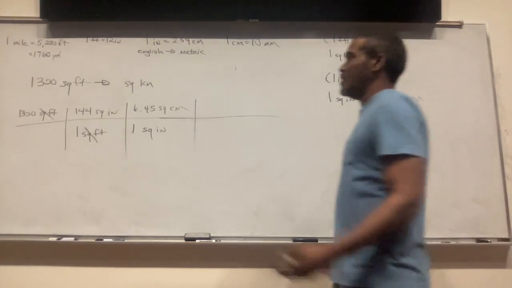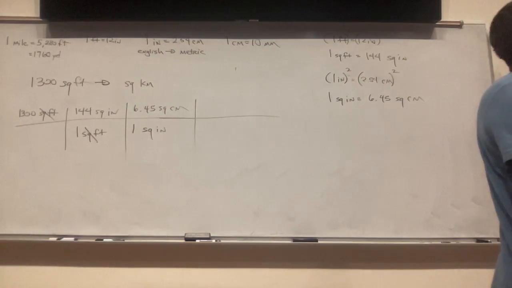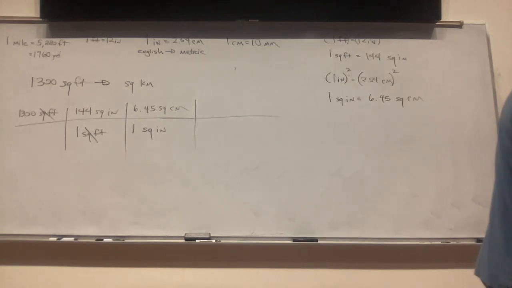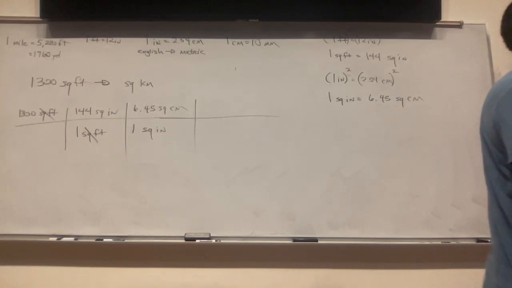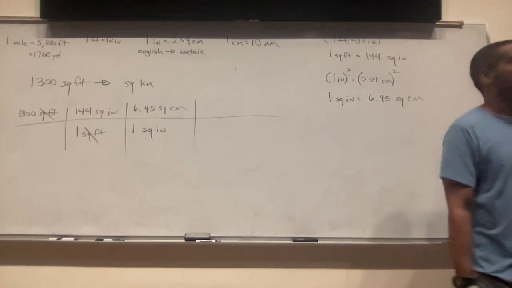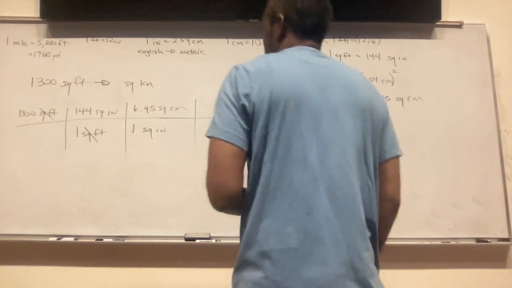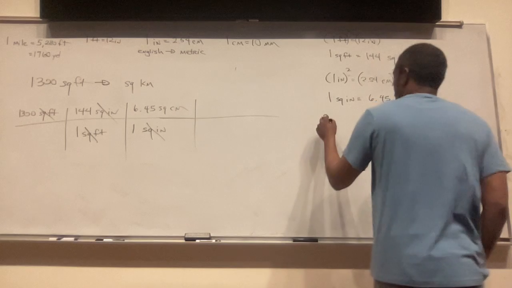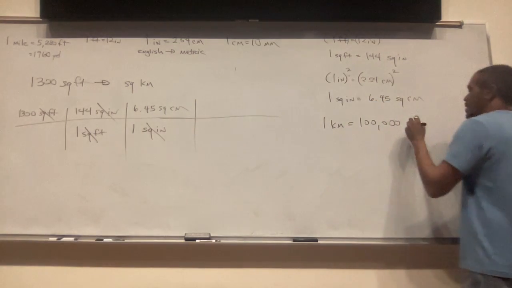And last step, we go from centimeters to kilometers. Or if that's too much for you, you could go centimeters to meters, then meters to kilometers. How many centimeters in 1 kilometer? It's 1,000 meters in 1 kilometer, so we go 2 spots past 1,000. That's 100,000. So 1 kilometer is 100,000 centimeters.